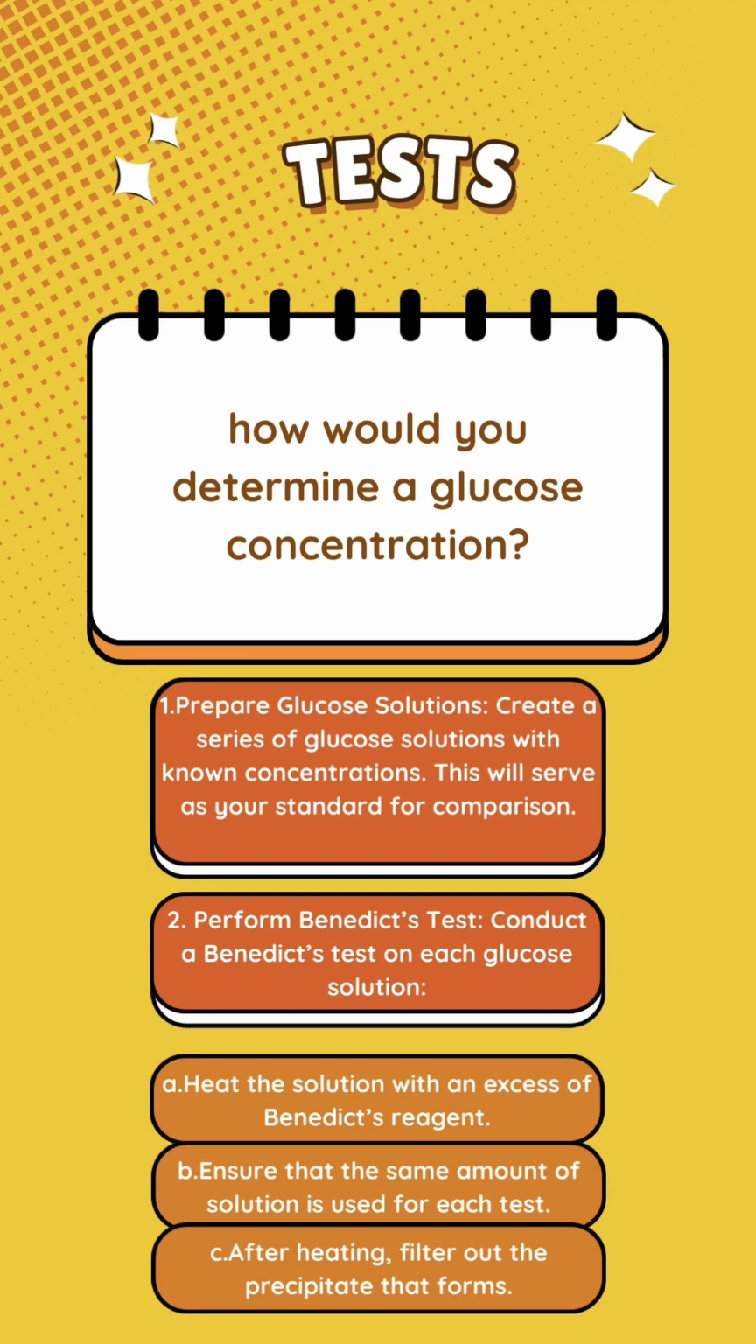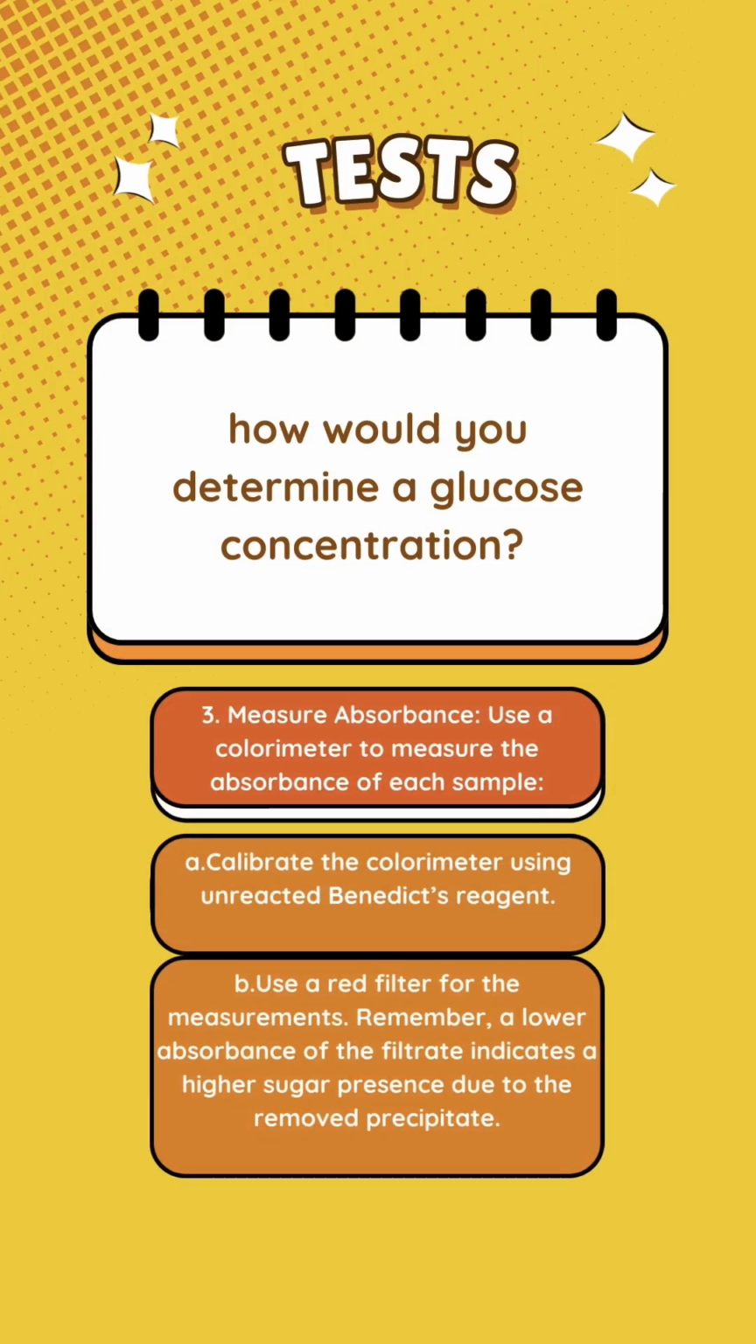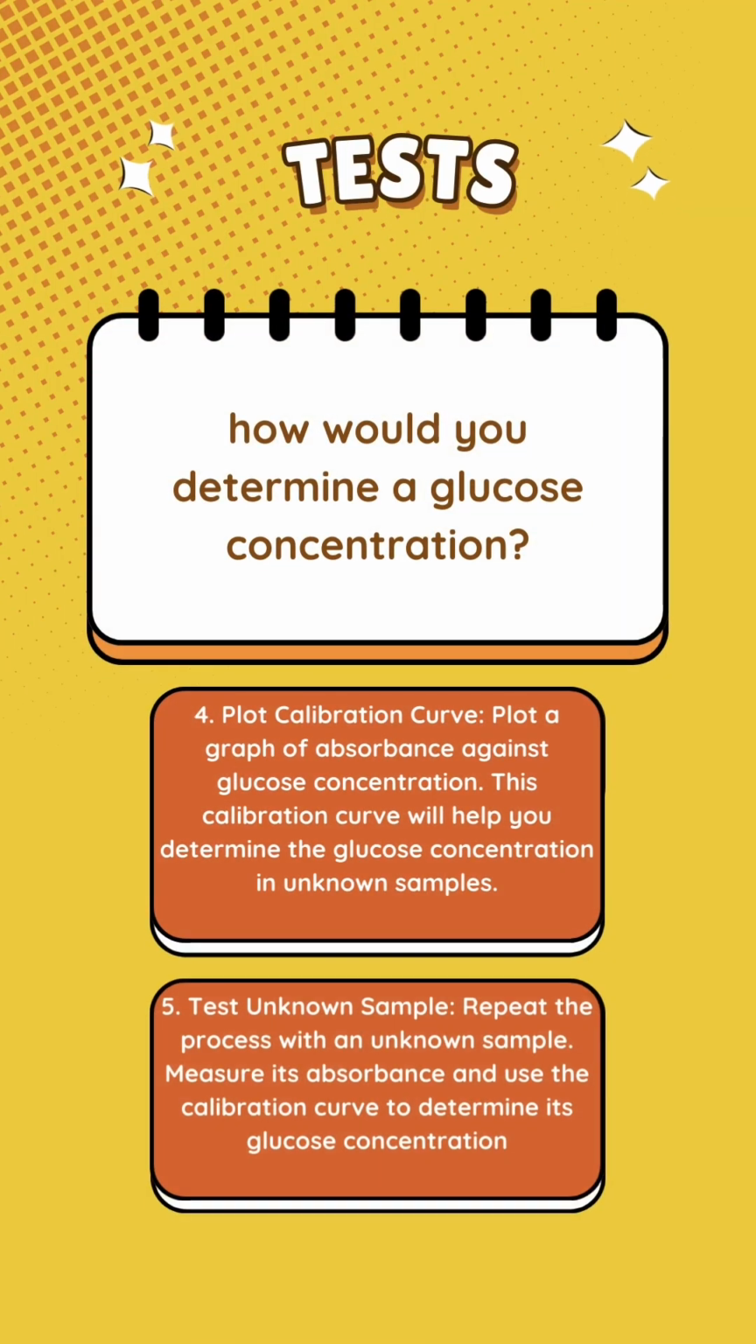After heating, filter out the precipitate that forms. Then measure the absorbance of each sample using a colorimeter. To do this, calibrate the colorimeter using unreacted Benedict's reagent. Use a red filter for the measurements. Finally, you can plot your calibration curve. On your x-axis is glucose concentration, with your y-axis being absorbance.